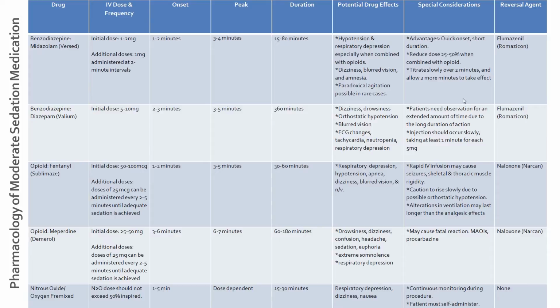The dosages should be titrated slowly over 2 minutes, while allowing more than 2 minutes for the drug to take effect. When given with fentanyl, many people will administer the Versed first for this reason. The reversal agent for Versed is flumazenil or Romazicon. Other medications used for moderate sedation include Valium and Demerol, amongst others. These medications have a much longer duration of action and therefore require a longer recovery period prior to discharge.